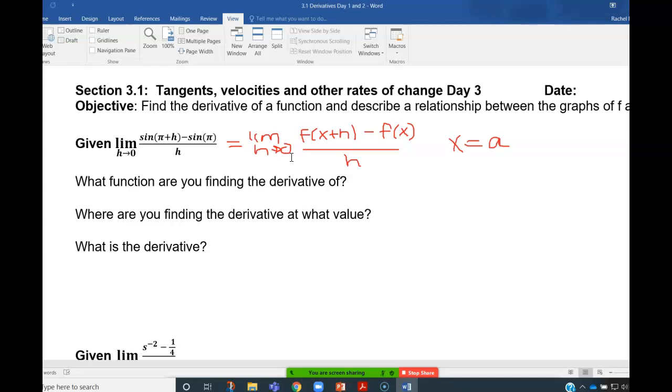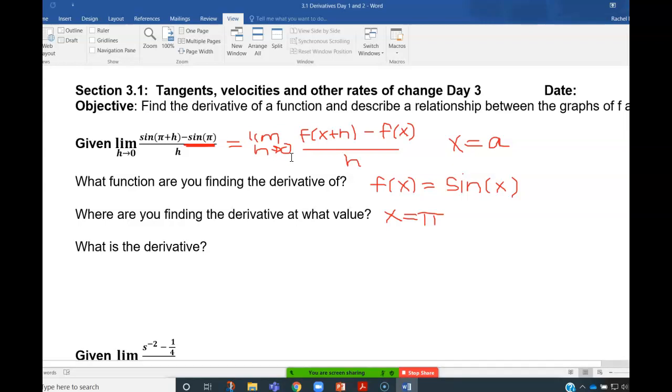So in this case, my f of x is this second part of the function. I'm finding the derivative at pi. So my a value is pi, and my f of x is that sine of x. So you're not finding the derivative of sine of pi, you're finding the derivative of sine x at pi.